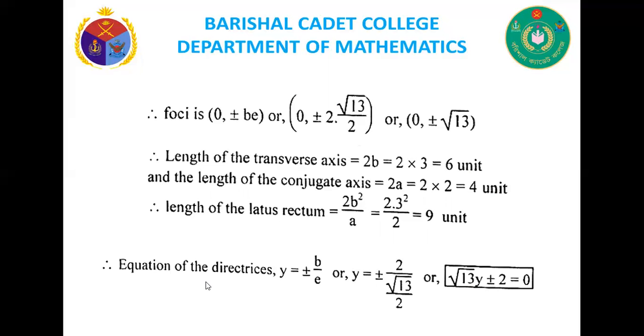Now, what is the equation of the directrix? According to the formula, the equation of the directrix is y equal to plus minus b by e. So putting the value of b and e, easily we get y equal to plus minus 2 divided by root 13 by 2, or root 13 y plus minus 2 equal to 0.